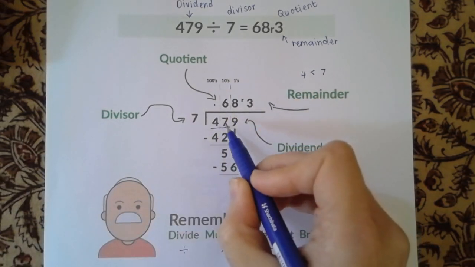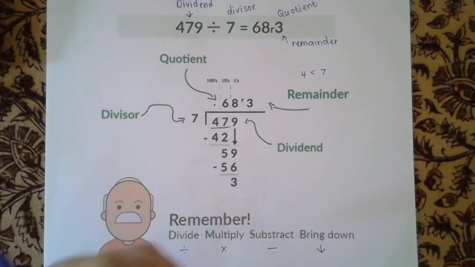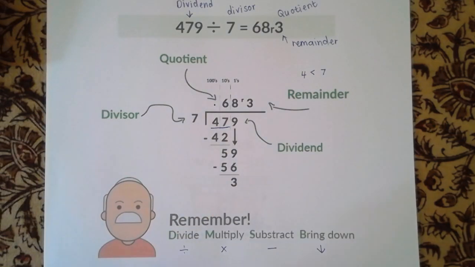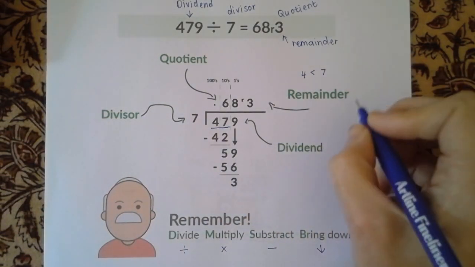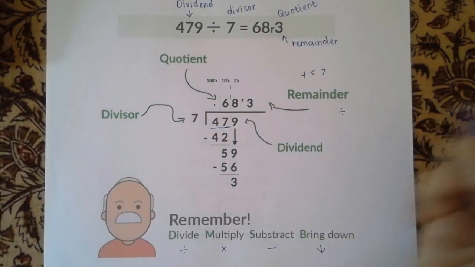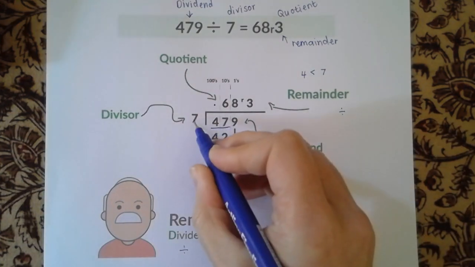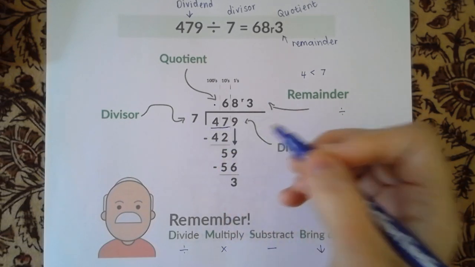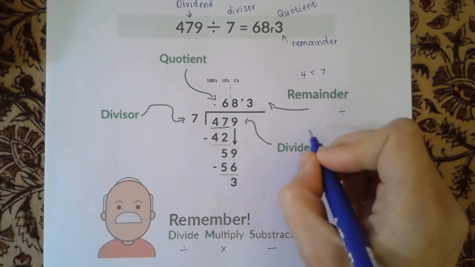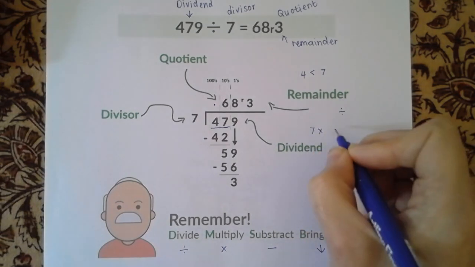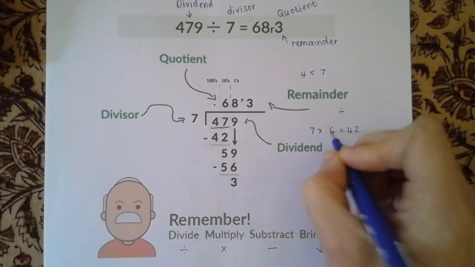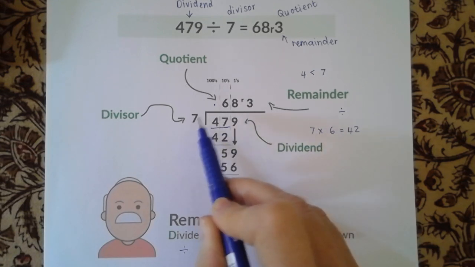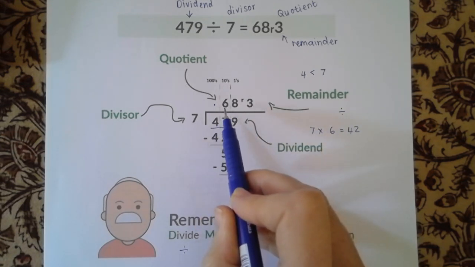So now we're going to look at 47. Now you're going to ask yourself, can 7 divide into 47? Yes, it can, okay? So this is the first step. Now we're going to divide. 47 divided by 7. What is the closest number to 47 that 7 can divide into? That is 42. So 7 times what number equals 42? That is 6. So 47 divided by 7 is 6, okay?